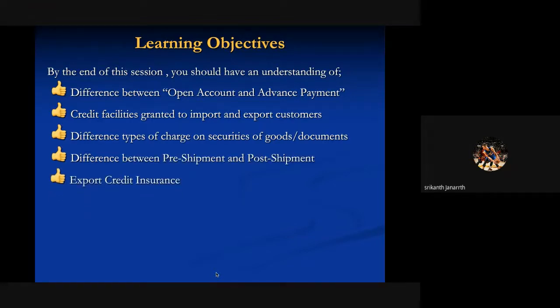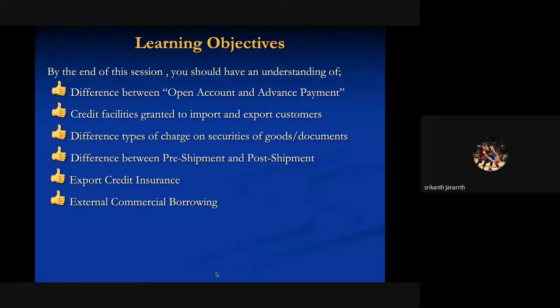Then you will have pre-shipment and post-shipment. This is especially for exports. You give two types of facilities. Before the shipment you call pre-shipment, after the shipment you call post-shipment. Then export credit insurance. There is an organization called SLECIC in Sri Lanka. They support the exporters in so many ways, right? So that also we will look at.